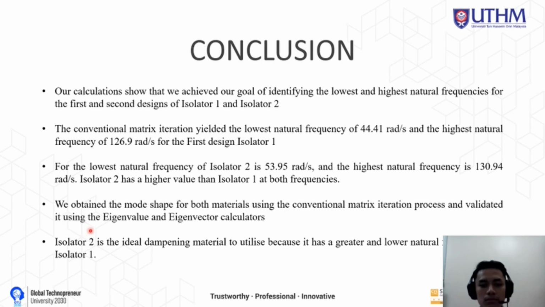Then we obtained the mode shape for both materials using the conventional matrix iteration process and validated it using the eigenvalue and eigenvector calculators. Isolator 2 is the ideal dampening material to utilize because it has higher natural frequencies than isolator 1. So that's all from our group. Thank you.